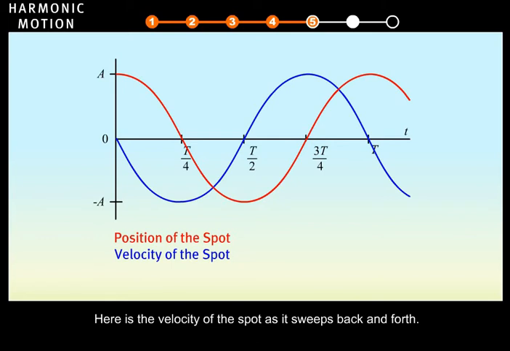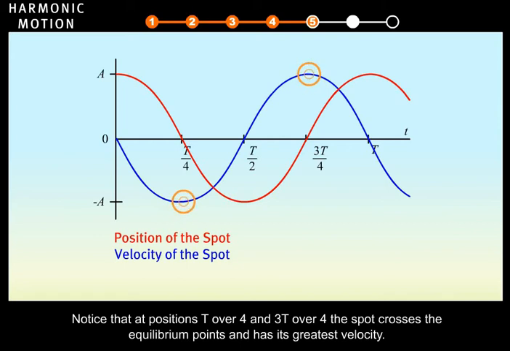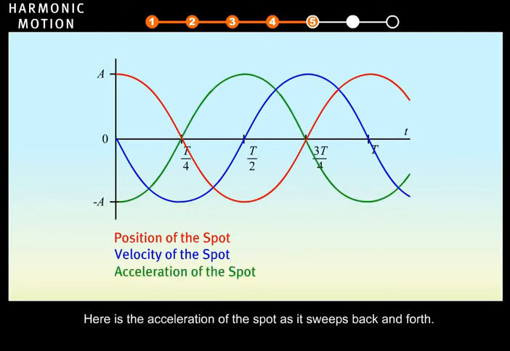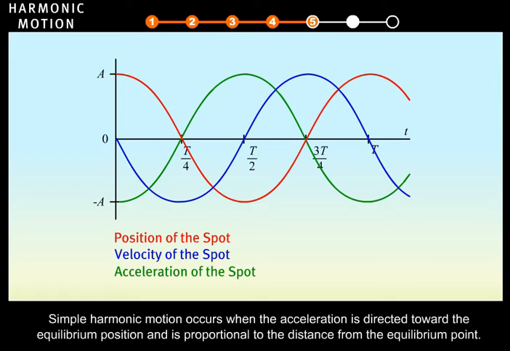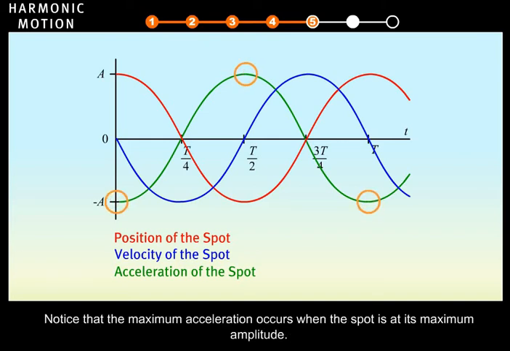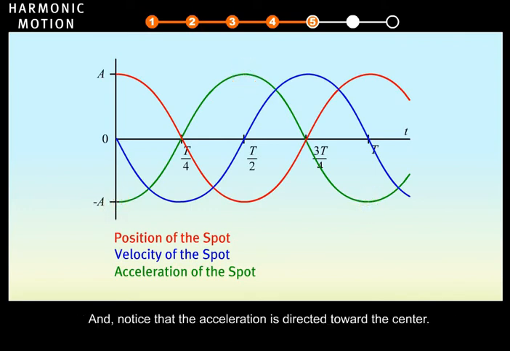Here is the velocity of the spot as it sweeps back and forth. Notice that at positions T over 4 and 3T over 4, the spot crosses the equilibrium points and has its greatest velocity. Here is the acceleration of the spot as it sweeps back and forth. Simple harmonic motion occurs when the acceleration is directed toward the equilibrium position and is proportional to the distance from the equilibrium point. Notice that the maximum acceleration occurs when the spot is at its maximum amplitude. And notice that the acceleration is directed toward the center.